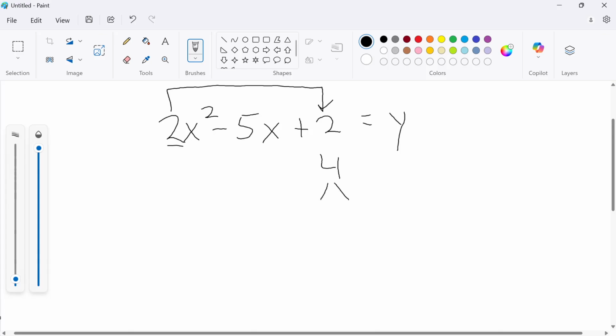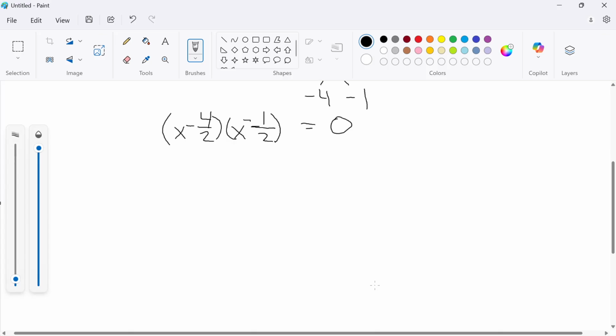But this one works because I can do -4 times -1 equals 4, and -4 plus -1 is -5. So then I put my factors down here, and whatever that number originally was in front of x squared, I put that underneath a fraction. And then I put my factors, -4, -1. And I'm going to solve this. I'm going to find the 0, so I'll say equals 0. If I can evenly divide, I'll do it. x minus 2, x minus 1/2 equals 0.